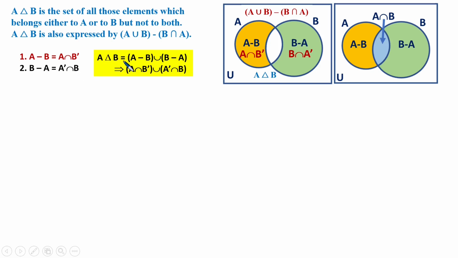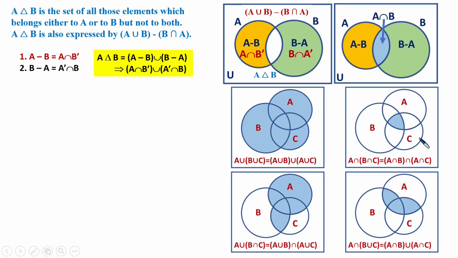So A difference B is equal to A minus B, this region, union B minus A, or it also means A intersection B prime, union A prime intersection B. So it is immaterial whether I write it here or here, since A intersection B is the same as B intersection A.